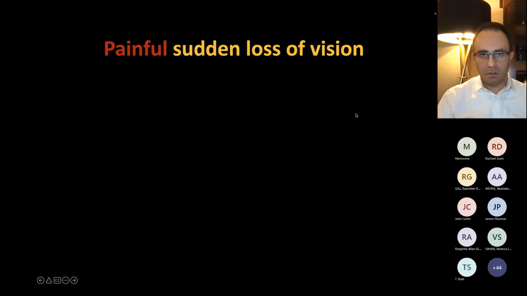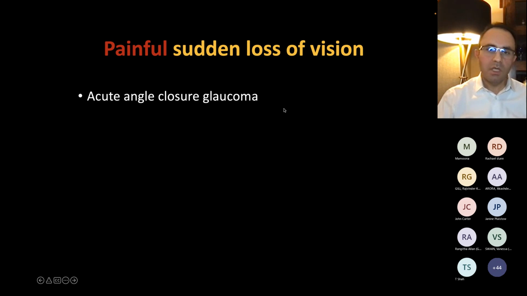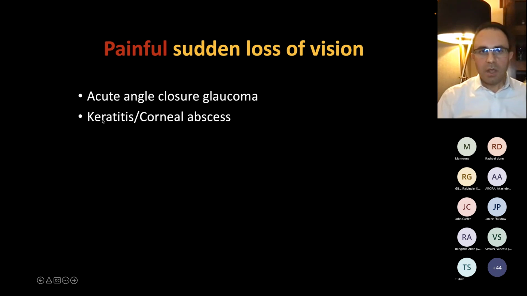The painful sudden loss of vision, not the painless. Acute angle closure glaucoma, as we said, you need to ask about headache, pain, vomiting, feeling unwell, blurry vision, pupil will be fixed and dilated. All these things come together, and those patients need to be seen as soon as possible. But usually they won't come to you. They will come directly to eye casualty because they will be in severe pain and feeling unwell.